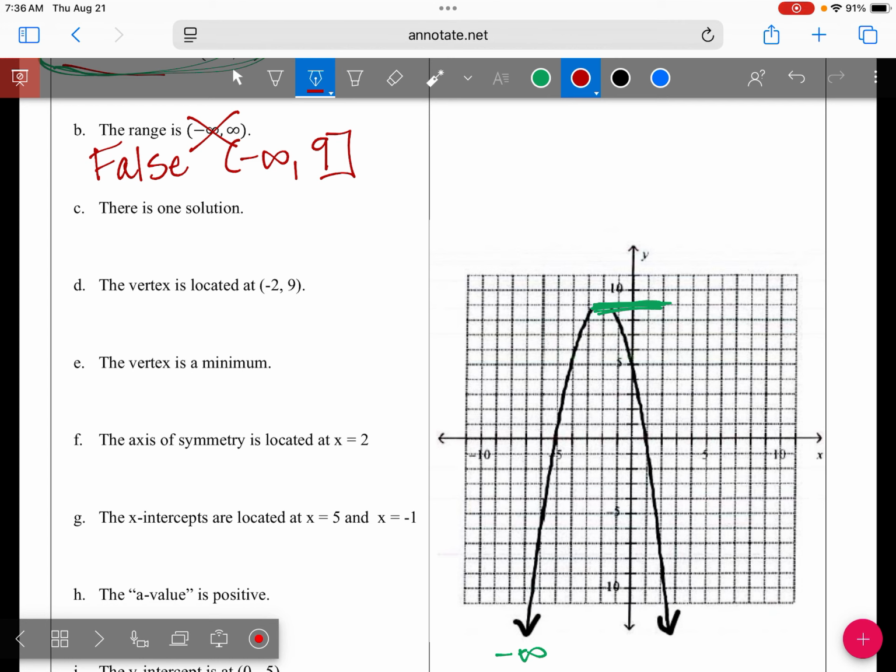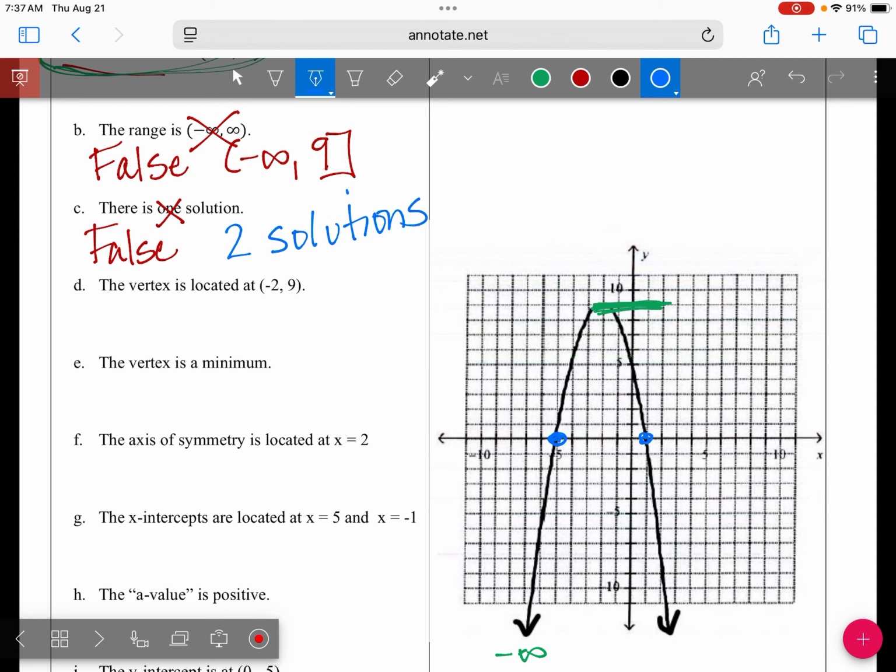All right, C, true or false? Who says C is true? Who says it's false? Oh, I'm nervous. I only got 2 people. I'm going to ask one more time. C, who says it's true? Who says it's false? It is false. This is also false. It's false because how do you know how many solutions you have? What are you looking at? How many times it passes through x? It passes twice. So there are 2 solutions. Not 1, but 2.